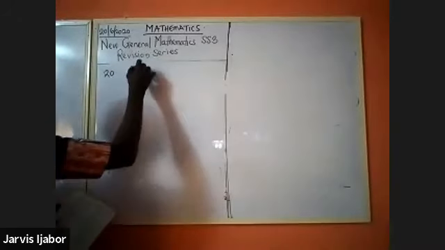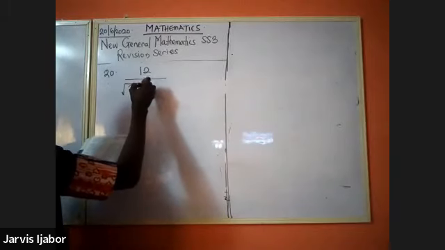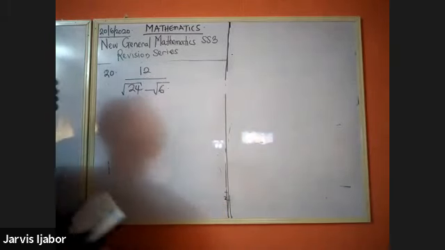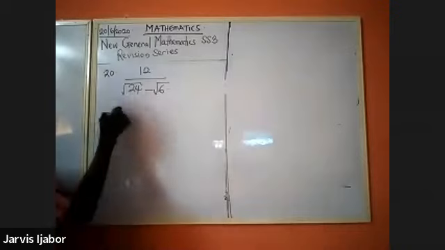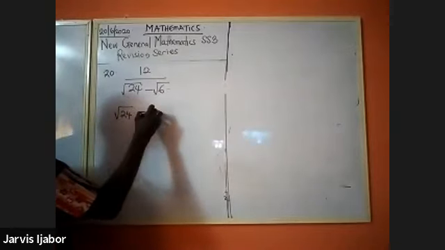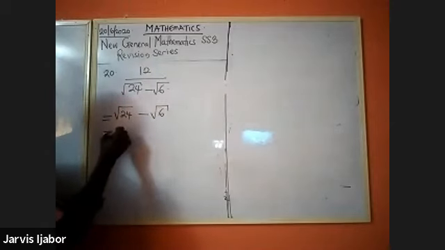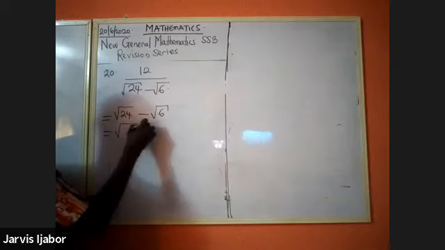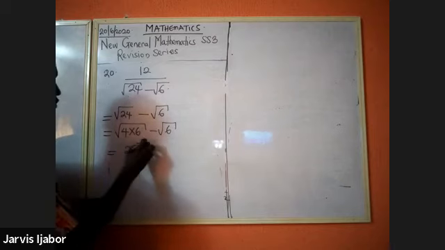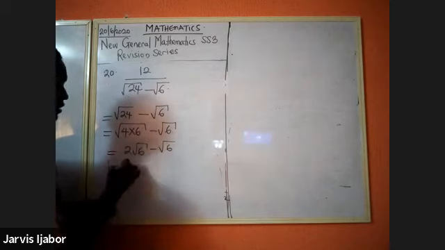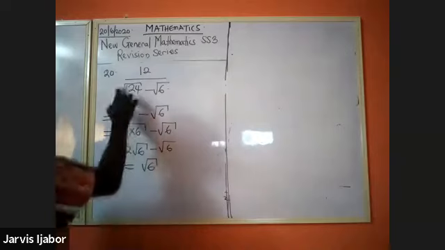So question 20 says 12 over root 24 minus root 6. So as somebody just solving this for the first time, I'll pick this because this is where I have the problem. So this will be equal to the square root of 4 times 6 minus the square root of 6. This will give me 2 root 6 minus root 6, and that will give me root what? 6.